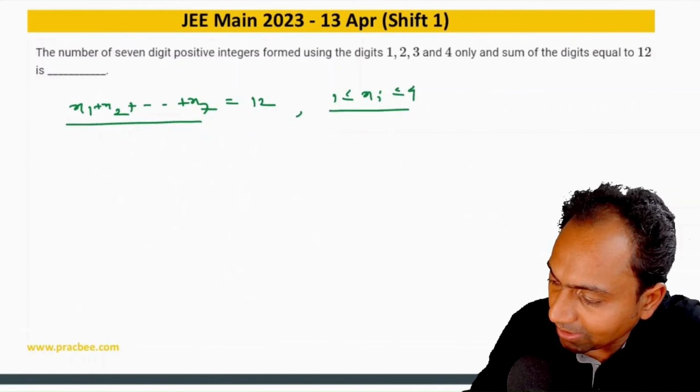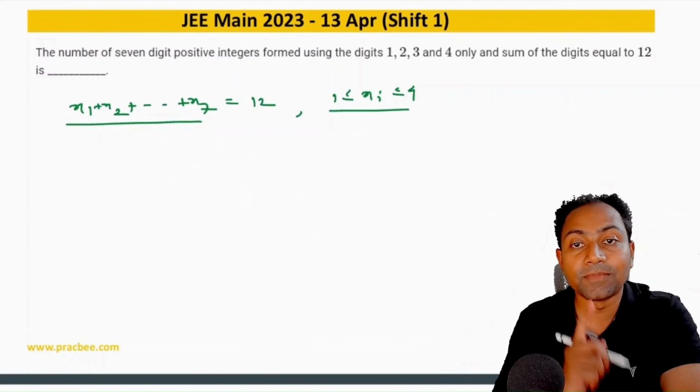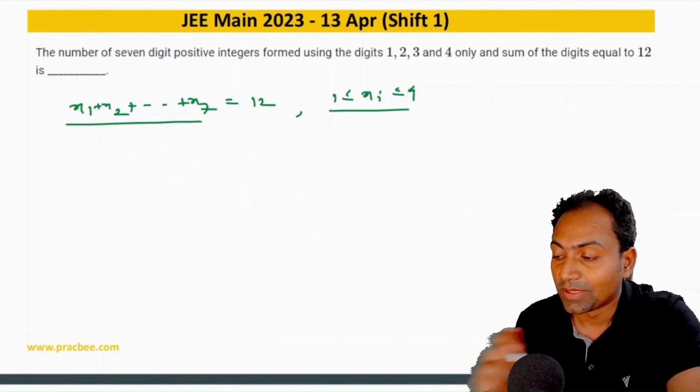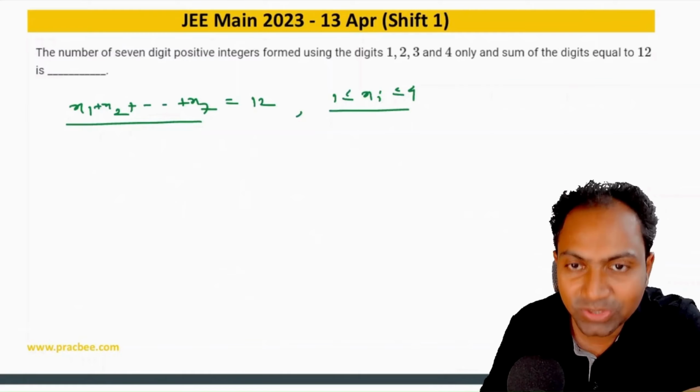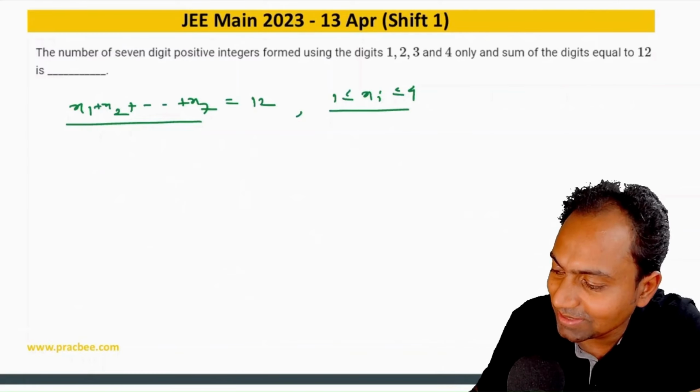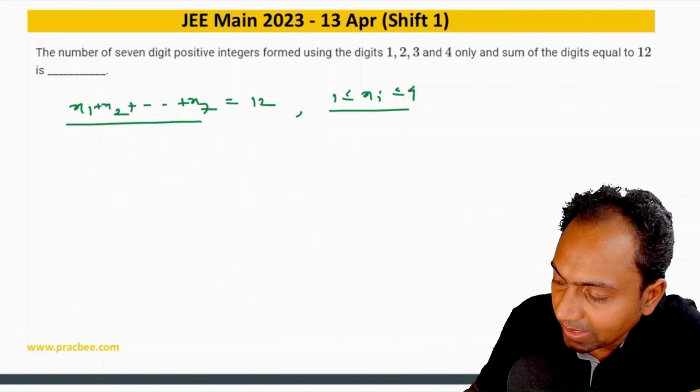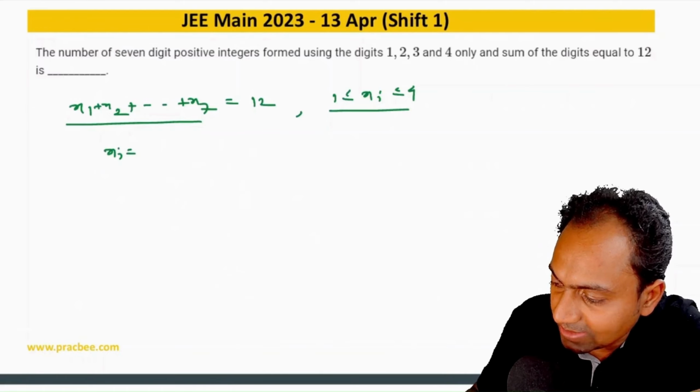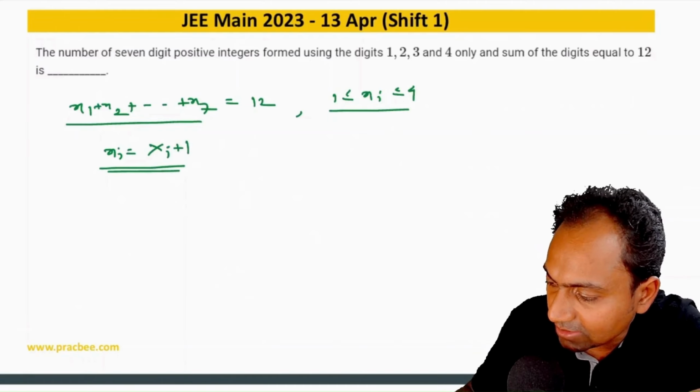See, again we cannot directly apply because the number cannot take the value of 12. So let us first put some substitutions, simplify, and then see what the possibilities are. What we can do here is a very simple substitution: xi is equal to capital Xi plus 1, and this is something that we did in the last question also.